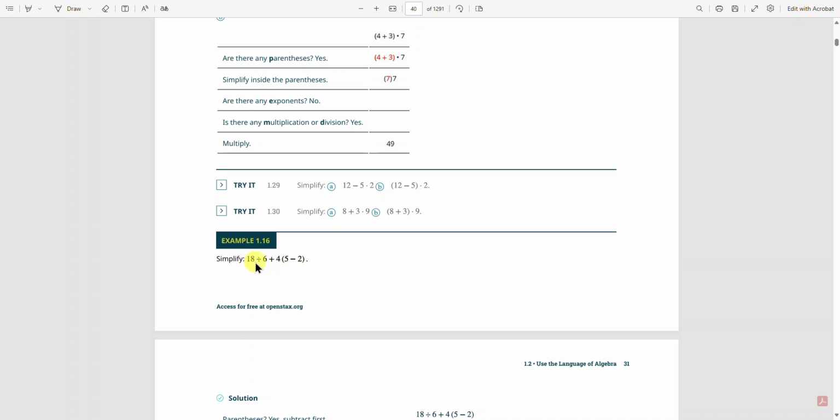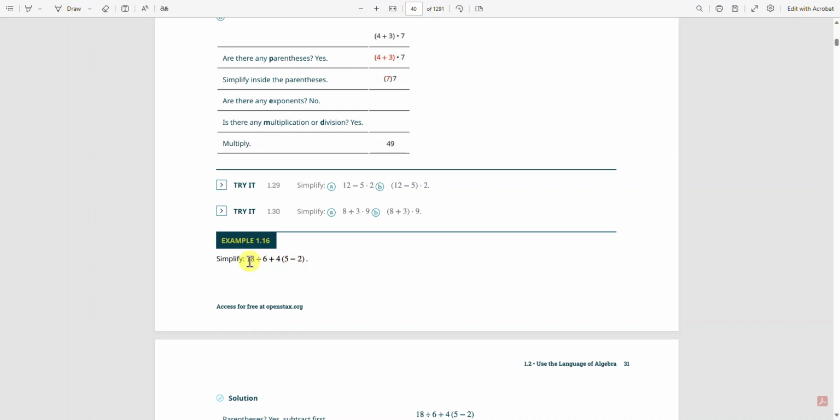So we've got 18 divided by 6 plus 4 times 3. Now, we've got a division and a multiplication left. There are no exponents, so we can skip that step, but then we're asked, is there any multiplication or division? And the answer is yes. We have both division and multiplication. So which should we do first? Well, the rule told us that multiplication and division are equal in priority. So there's no one that should come first. What we were told in the rule was to simply start at the left and work to the right. So we're going to start with 18 divided by 6.